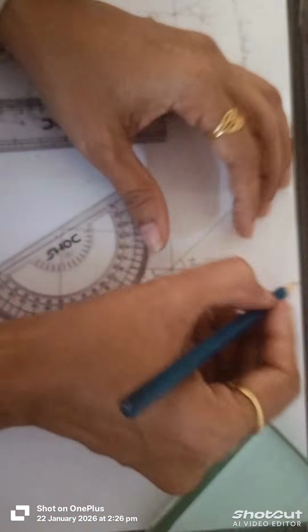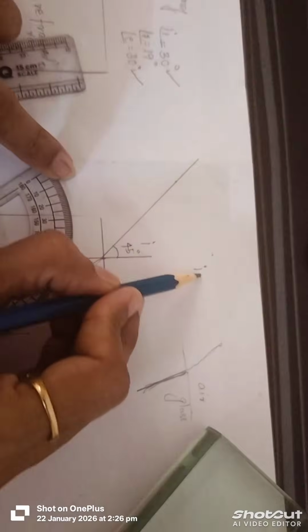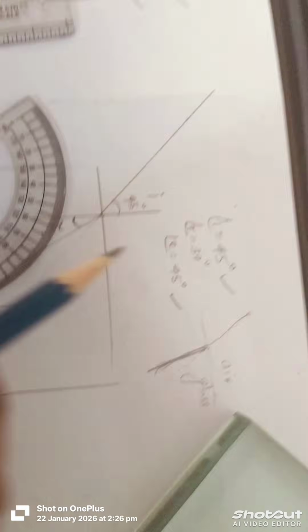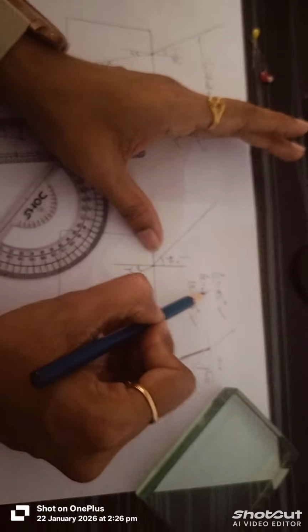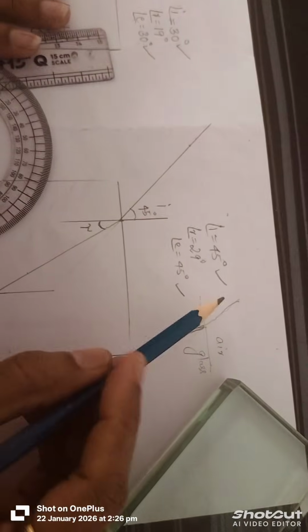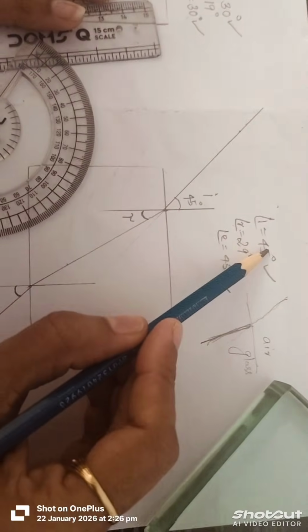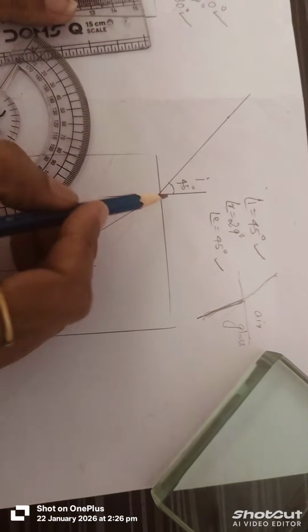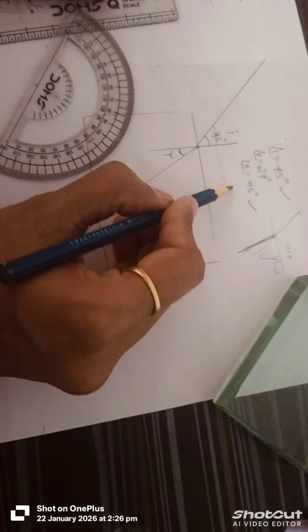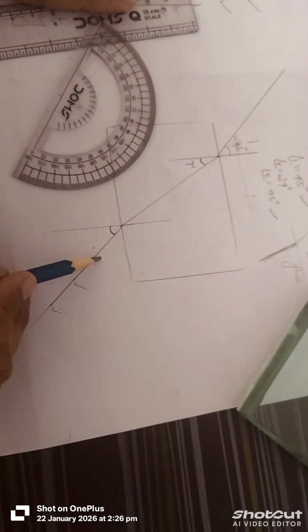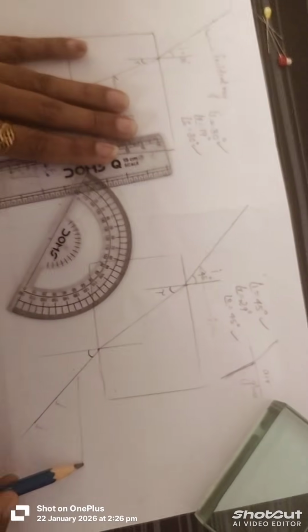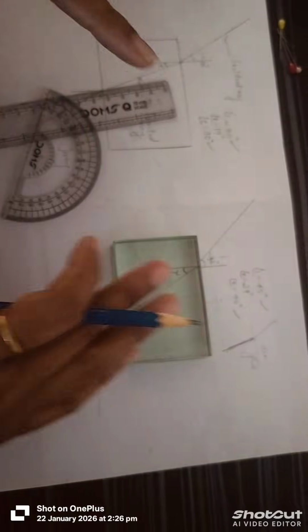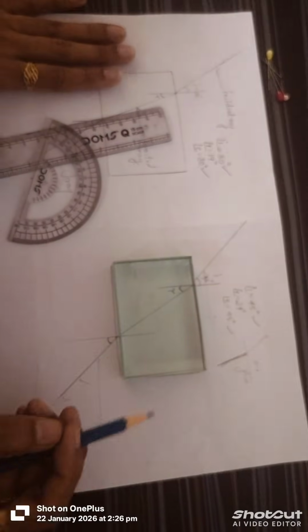Now write down the measures. Angle I is equal to 45 degree. Angle R was 29 degree what you got. Always remember that angle R will always be less than angle of incidence. After you write all the measurements, label it incident ray, refracted ray and emergent ray. Okay. Now same way you will turn the page, do the same setup, but this time you will take the angle of incidence as 60 degree.